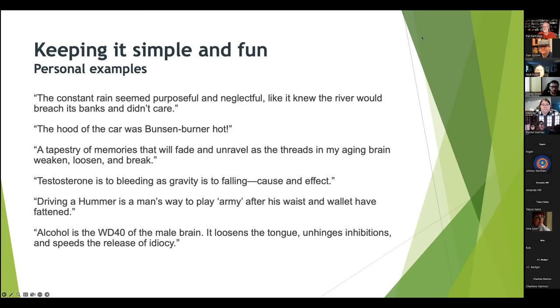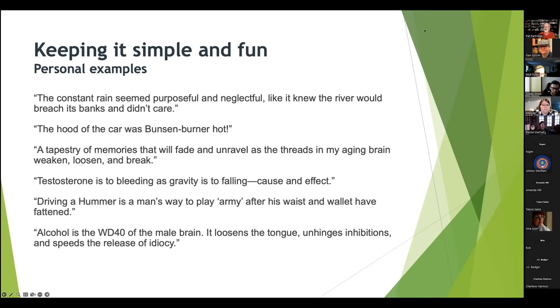Okay, so Johnny shared his personal one, and I thought if we're going to spend a little bit of time creating metaphors in the next few minutes, I should at least point out a little bit about my own. Let me just do these, and then I'll talk a little bit about my process for working on metaphors. The first one: the constant rain seemed purposeful and neglectful, like it knew the river would breach its banks and didn't care. The hood of the car was Bunsen burner hot. A tapestry of memories that will fade and unravel as the threads of my aging brain weaken, loosen, and break.